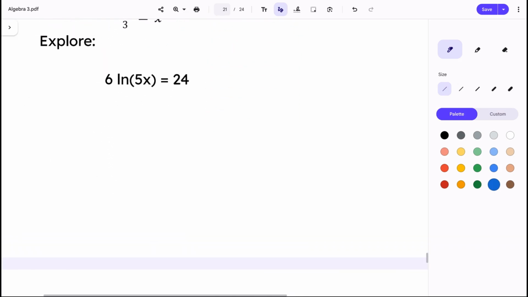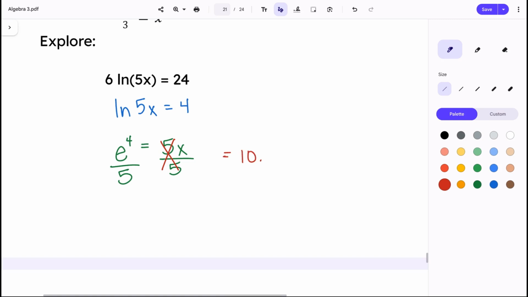Okay, so the first thing I would have done on this one is I would have divided both sides by the 6. So it says ln 5x equals 4. Then I would have rewritten this, so the ln becomes an e, 4 becomes the exponent, equals 5x, and then I would have divided both sides by 5, and then I would use my calculator. I would take e to the 4th power, and I would divide that by 5, and I get 10.92 when I round it.